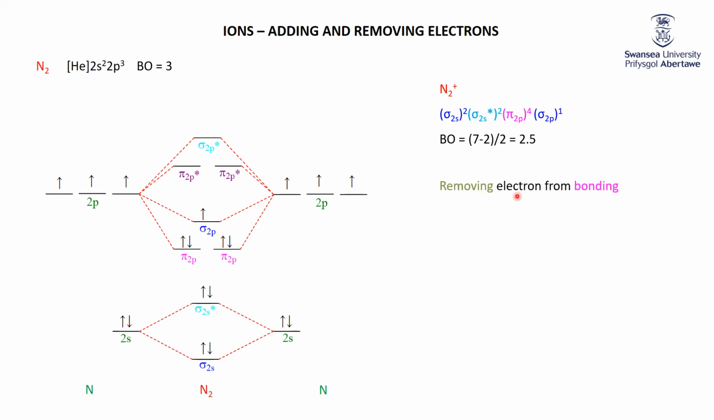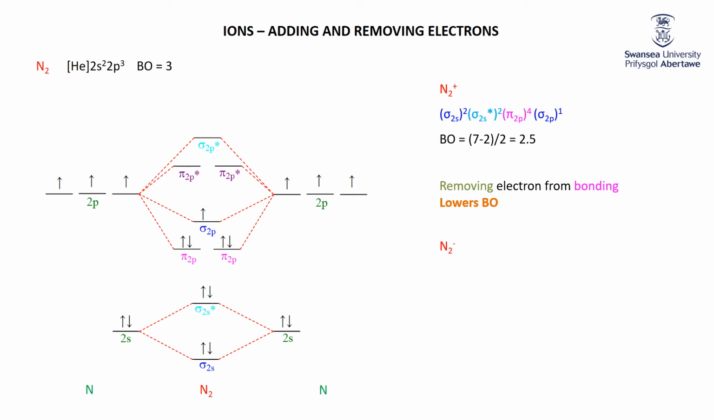So removing an electron from a bonding orbital, as we just did, weakens the bond, lowers the bond order, went from 3 to 2.5. Again, not exactly one of those wonderful wow moments, right? Take away an electron from a bonding orbital, you weaken the bond.